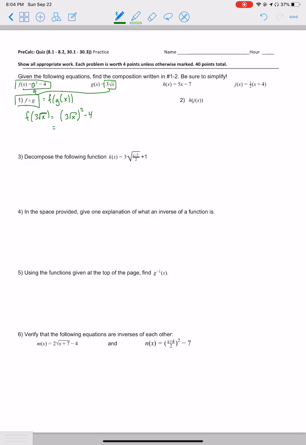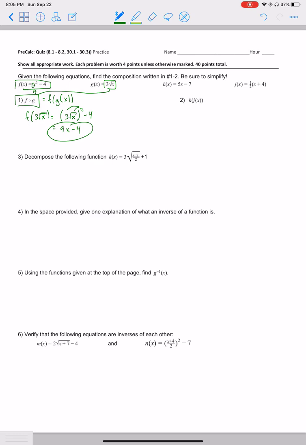Here we have this power on the outside, which, when we remember how we simplify with powers, we have to distribute to every piece of the term on the inside. So that turns into 9, and then the square root of x squared is just x. So we get 9x minus 4. That's our answer there, and that's all we have to do.